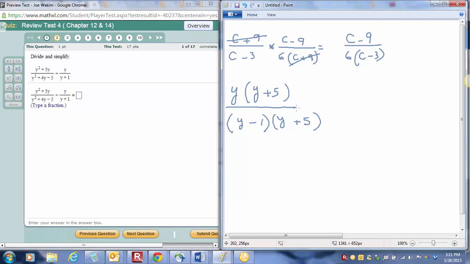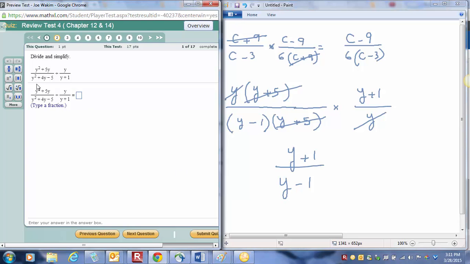Okay, now remember, when we divide, we multiply and do the reciprocal. So y plus 1 will go in the numerator and y will go in the denominator. And let me try to simplify. This y and this y will cancel. This y plus 5 and this y plus 5 will cancel. And the final answer is y plus 1 over y minus 1. And let's try to enter the answer here. So we have y plus 1 over y minus 1.